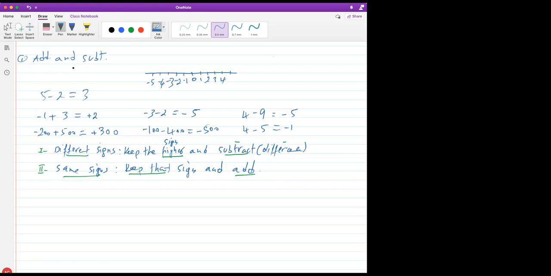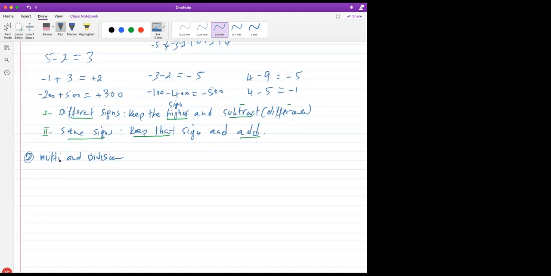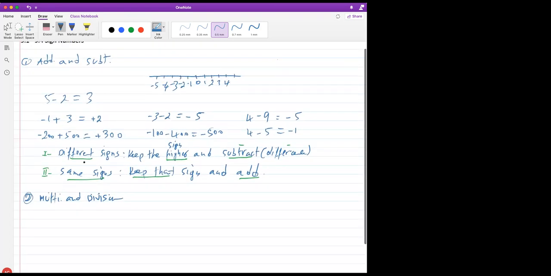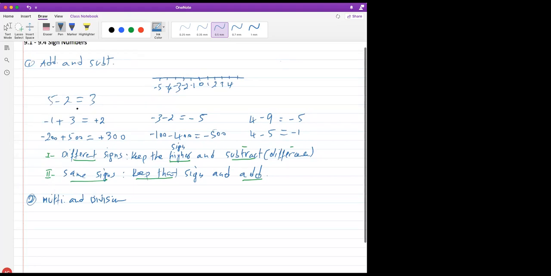There's other rules for addition and subtraction. Like I said, don't confuse these with multiplication and division of numbers. They're a lot different. So they're actually even easier. There's not a lot of stuff to think about with multiplication or division. We have 2 rules for multiplication.